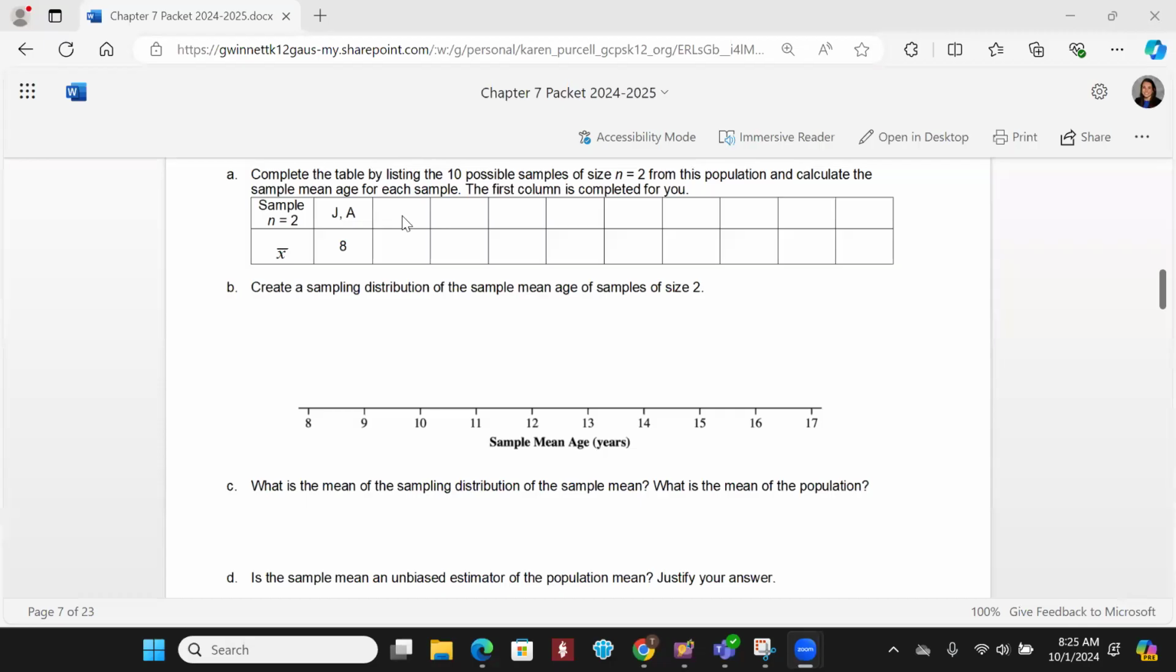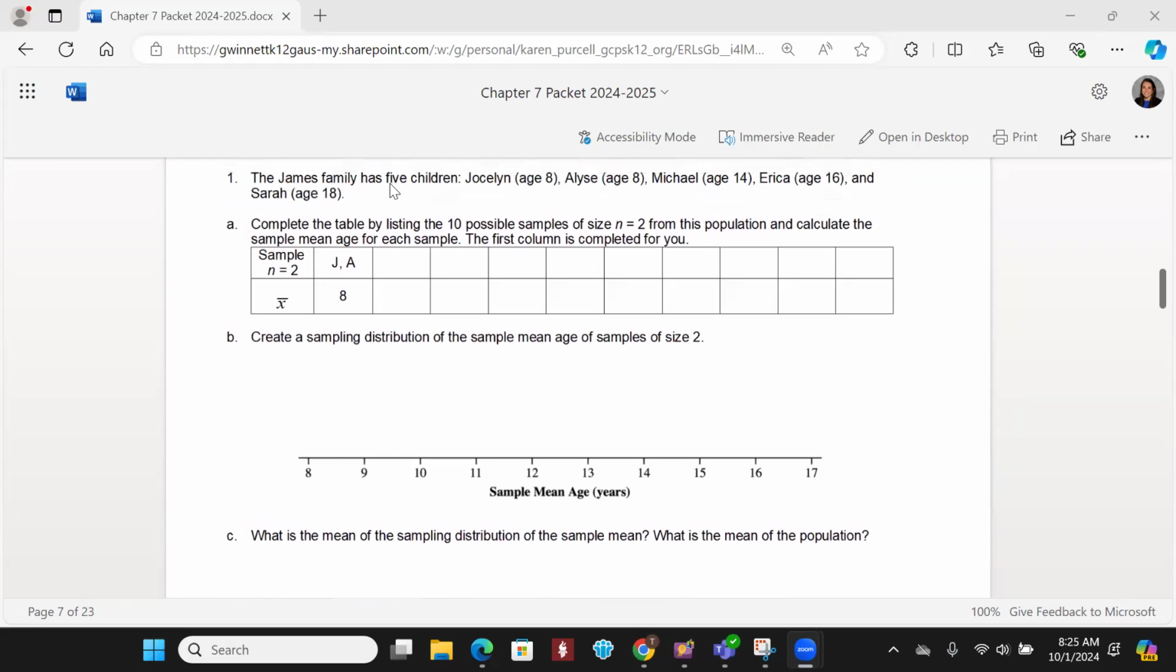All right. So complete the table by listing 10 possible samples of size n equals 2 from this population. So how big is our sample? Two. How many times are we going to do it? 10. Okay. So if we have J, the next child would be A, and then let's do JM, JE, and then JS. Then we'll do AM, AE, AS, and then let's choose Michael, ME, MS, ES. These are all the possible outcomes, right?